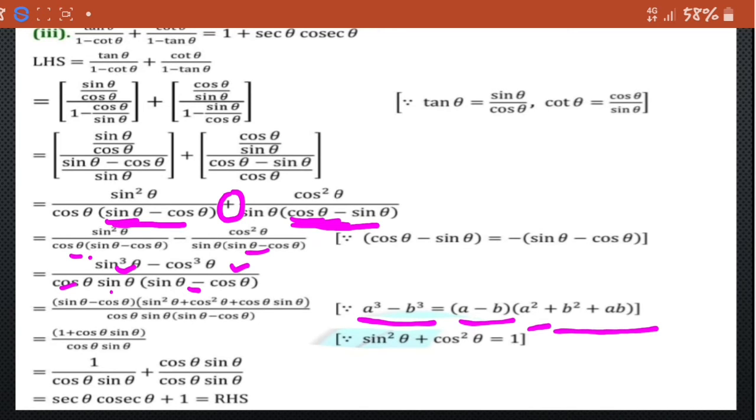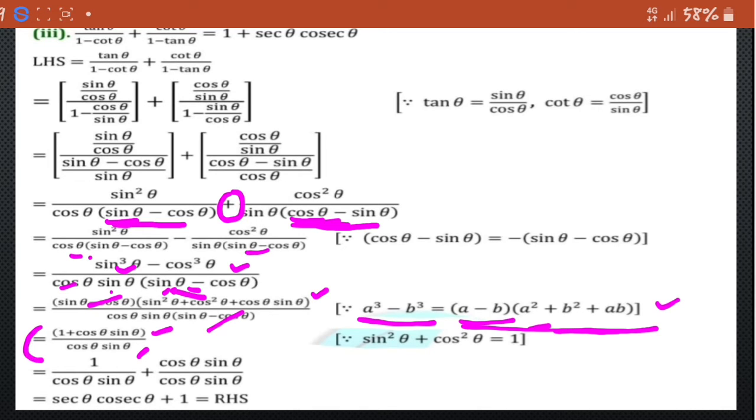In place of sin cube theta minus cos cube theta, use this a cube minus b cube formula. If you use this formula, it will become in this way. As you can see, this term and this term will cancel each other, and sin square theta plus cos square theta is equal to 1. So the numerator will become 1 plus cos theta sin theta, and the denominator will become cos theta into sin theta.